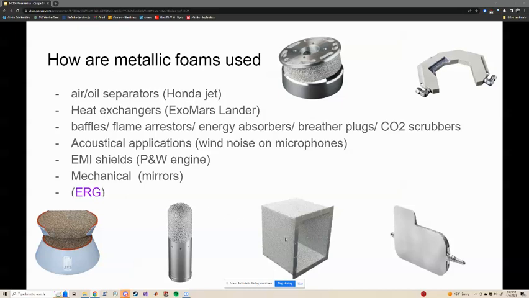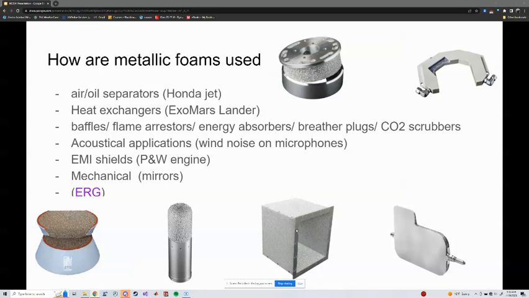ERG also produces electromagnetic interference shields, like this one pictured here for a Pratt & Whitney turbofan engine that would be used on an airliner, for example. The internally reflective nature to electromagnetic radiation of this foam means that while it is very light and fairly rigid as this box here, it is relatively sealed in the sense of electromagnetic radiation getting either in or out. So you could house really sensitive electronics inside of here, or electronics that produce a lot of electromagnetic radiation, and the box would trap it and keep it from interfering with other nearby systems.